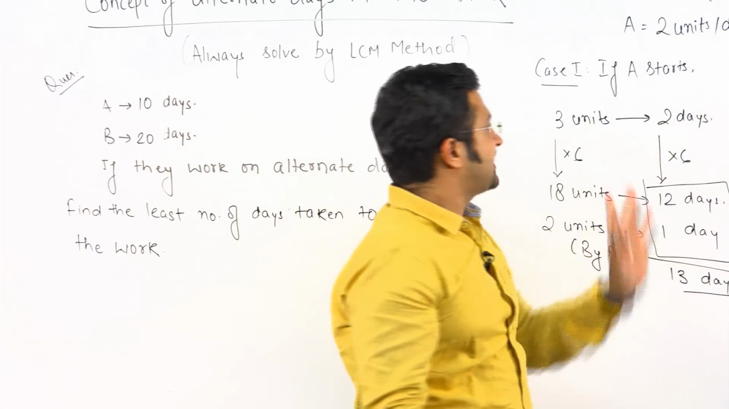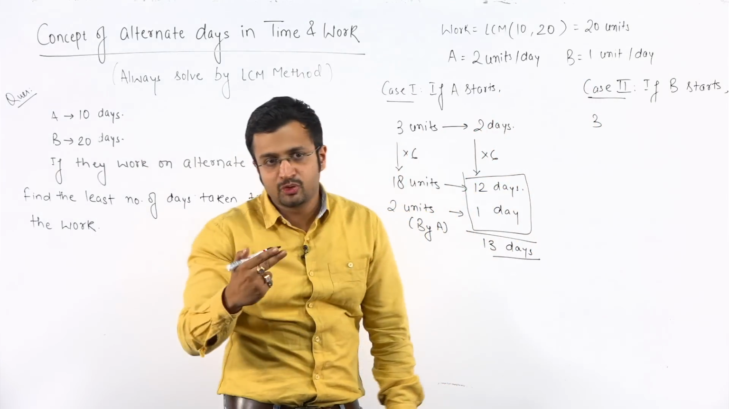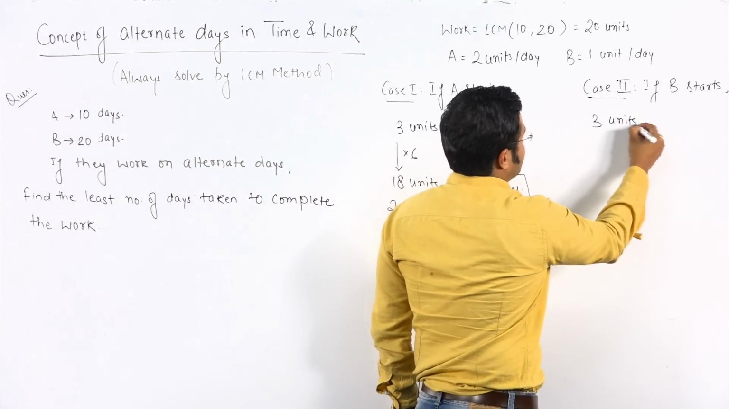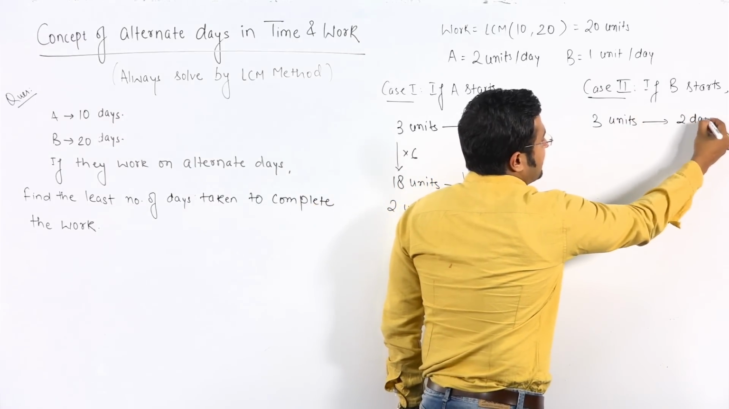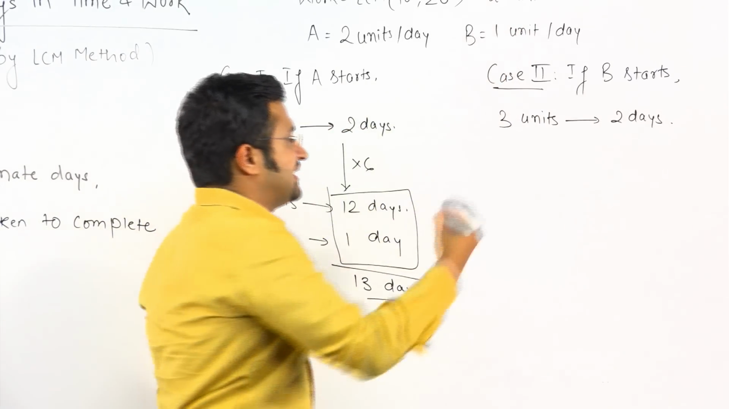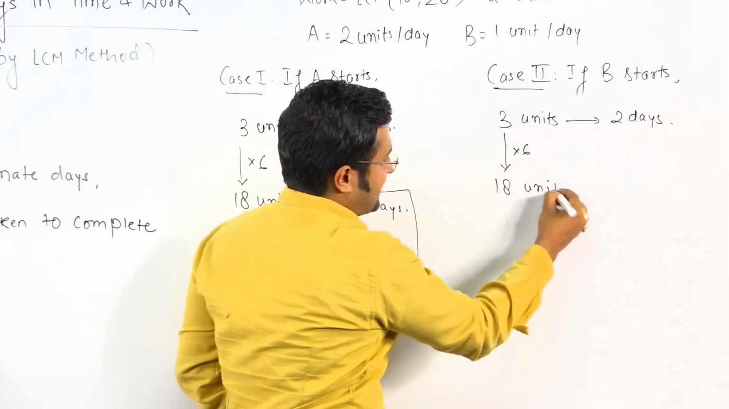Now, what if B starts the work? Again the same thing. पहले दिन 1 यूनिट, दूसरे दिन 2 यूनिट. That means 2 दिन में मिलकर कितनी हुई? 3 units. If 3 units are getting completed in 2 days, again we'll find a multiple of 3 before 20, that is 18, and we multiply it by 6. So 18 units will be completed in how many days?